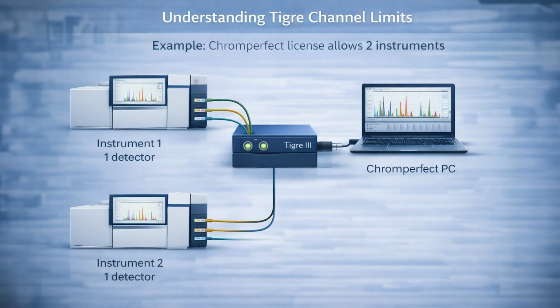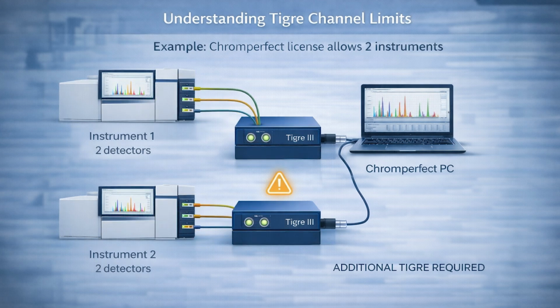For example, a license may allow 2 instruments, and the customer already has a Tigre 3 interface, which has a maximum of 2 channels. If both instruments have a single detector, then the customer can connect both to his existing interface, as the total channel count is 2, and within the capacity of his existing device. If, however, the instruments have dual detectors, then the total channel count would be 4 rather than 2. In this scenario, he would need to purchase an additional Tigre 3 and connect each interface to separate instruments.